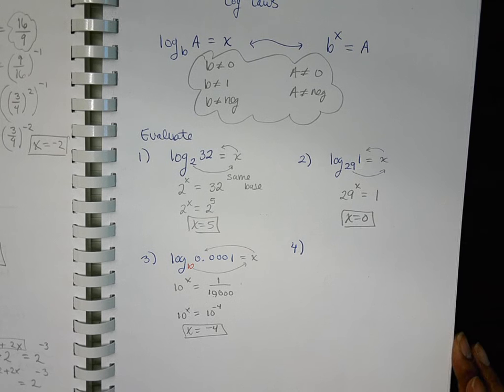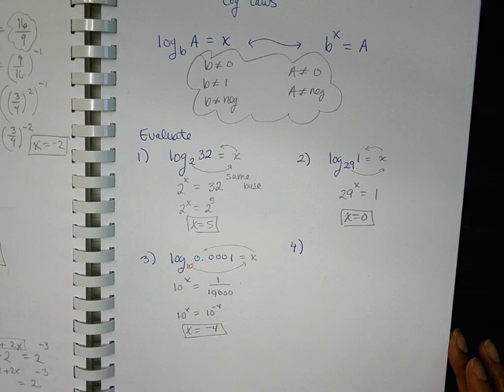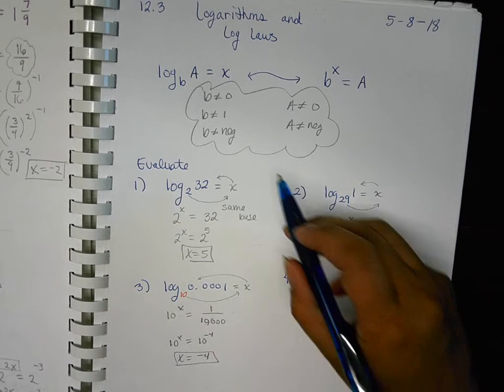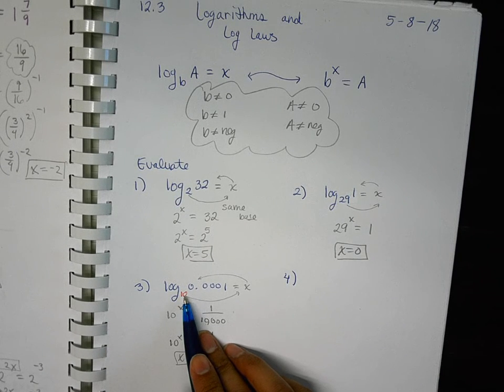Yes. If they do not write a base for you, it's automatically a base 10, unless it's an ln. When it's an ln, it's a base e, which we will see eventually. The negative is for the base, and the base is 10. The base is not negative.